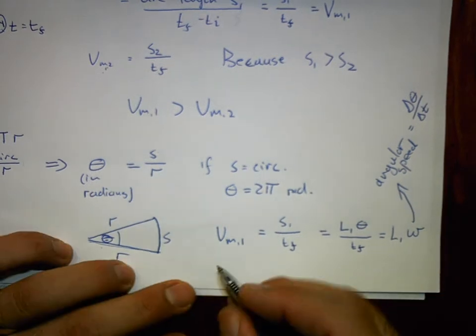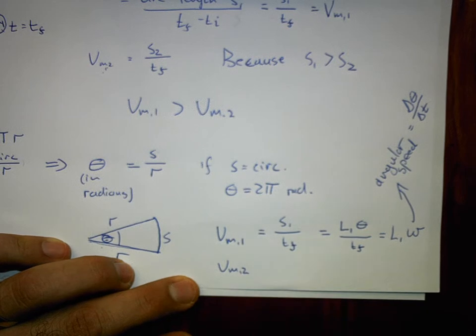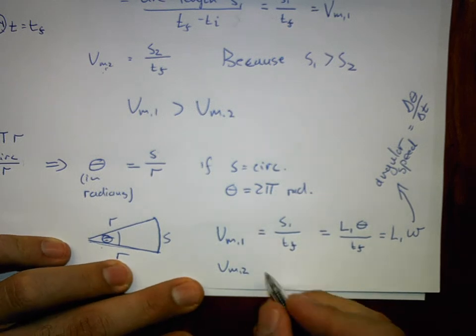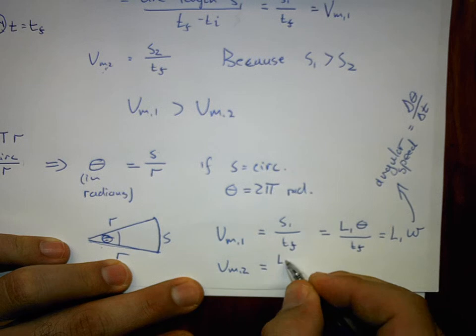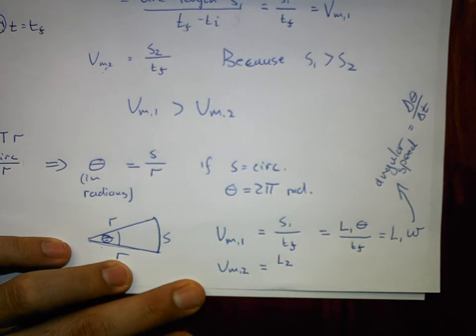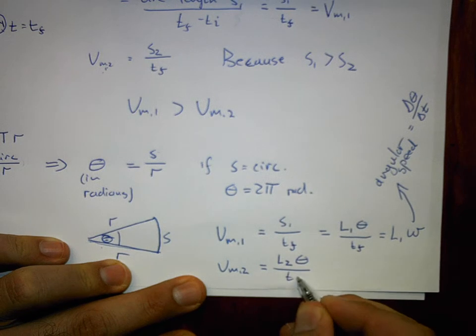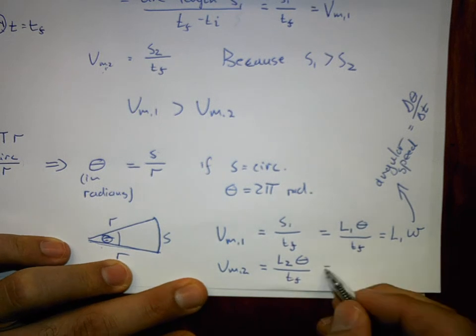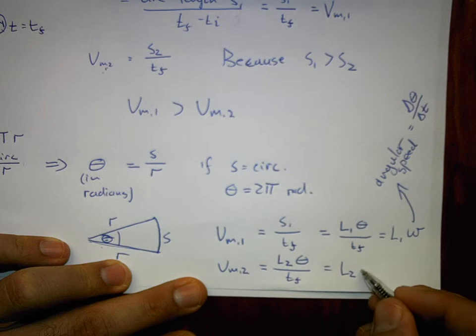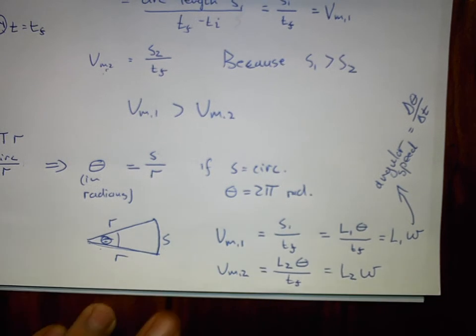And you can do the same for the speed of mass 2. This will be equal to how far it is away from the axis of rotation times the angle through which it has been rotated divided by T final. So this will be L2 times omega. So we see that two different masses at two different distances away from a point of rotation have the same angular speed.